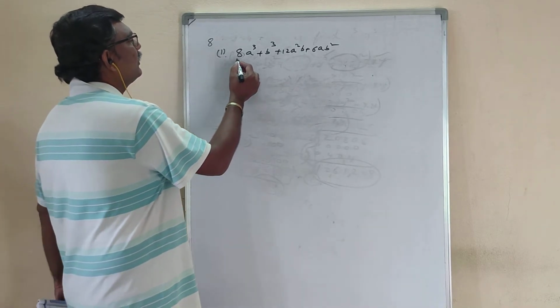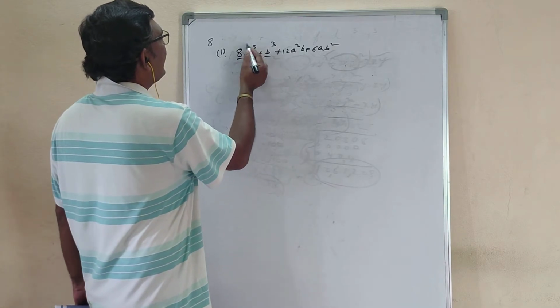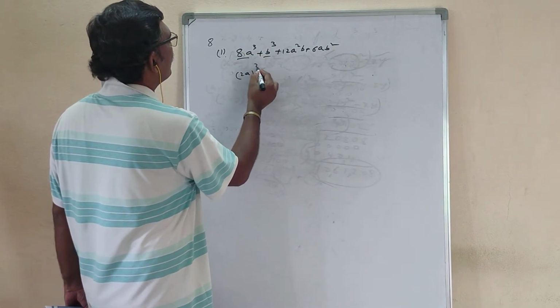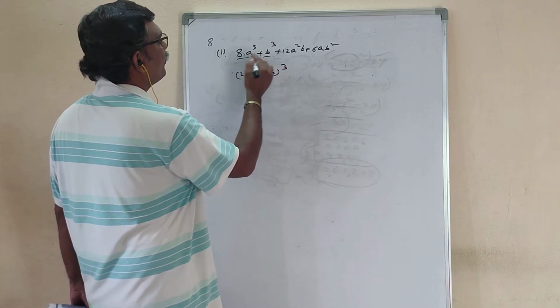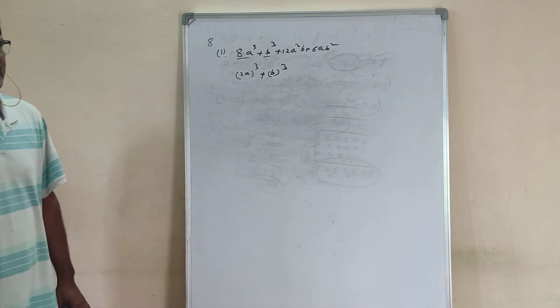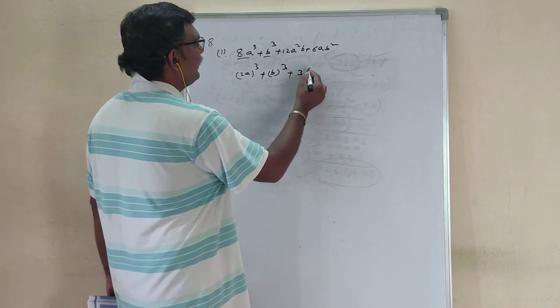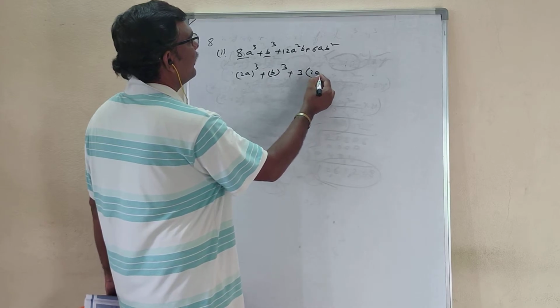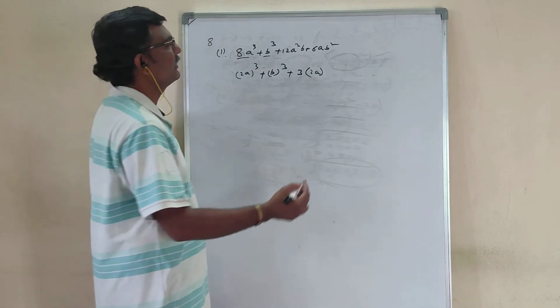In this, two cube terms are there. So 8a cube you can write as 2a whole cube. b cube is b cube only. Two perfect cubes are there, so it is like a cube plus b cube, plus 3a square b.